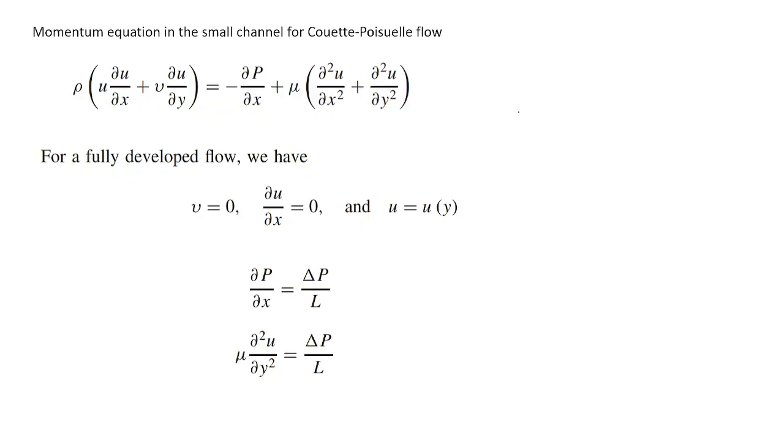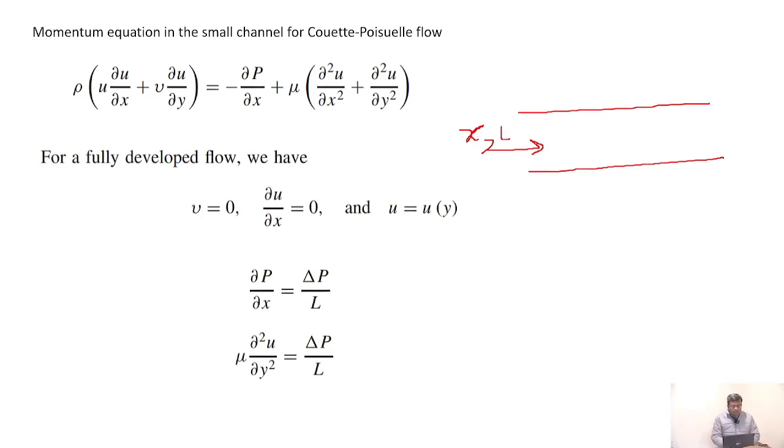This is a channel consisting of two parallel plates. This is the flow direction. So you can say this is the x direction, and in this direction the velocity is u, right?